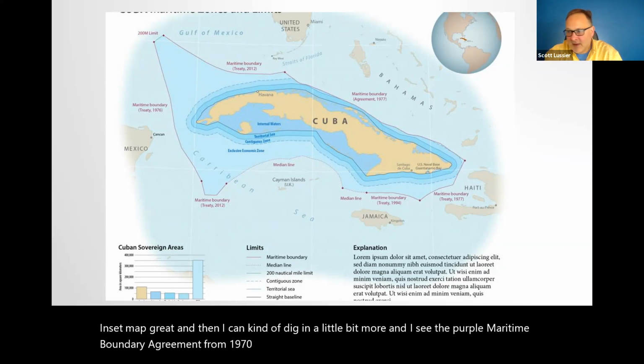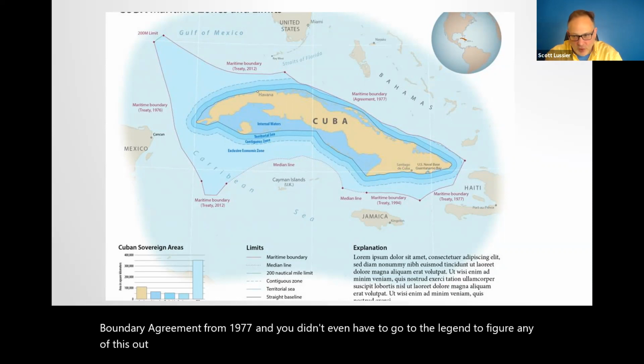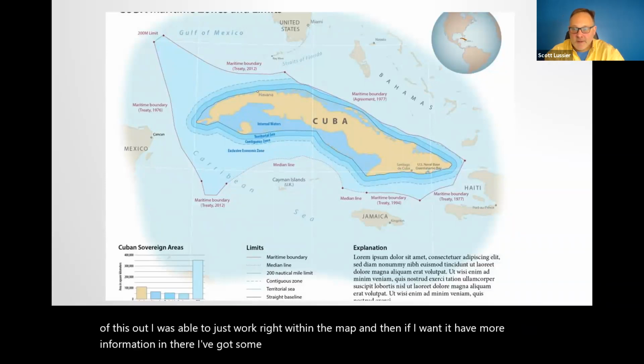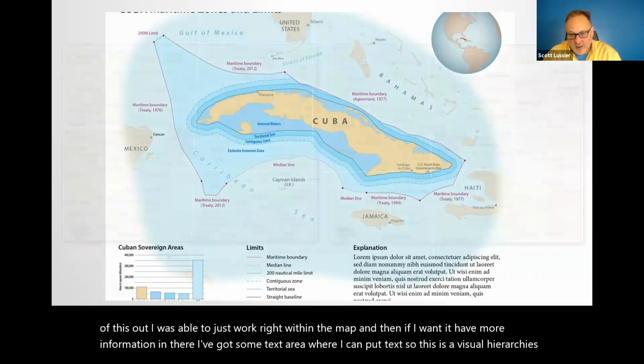And I didn't even have to go to the legend to figure any of this out. I was able to just work right within the map. And then if I want to have more information in there, I've got some text area where I can put text. So this is a visual hierarchy of a map.